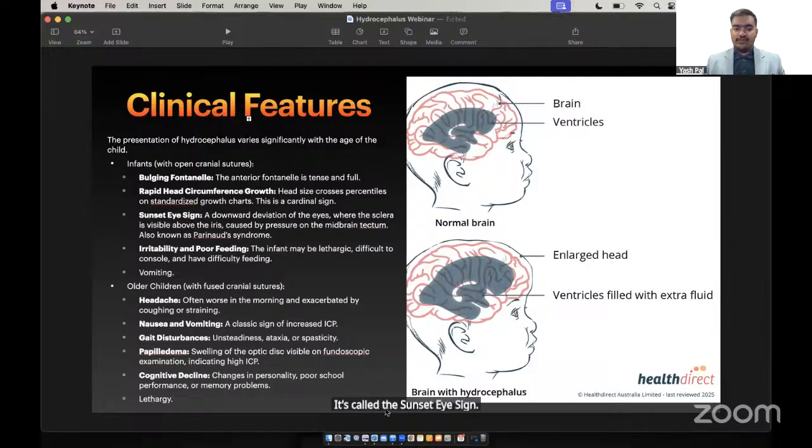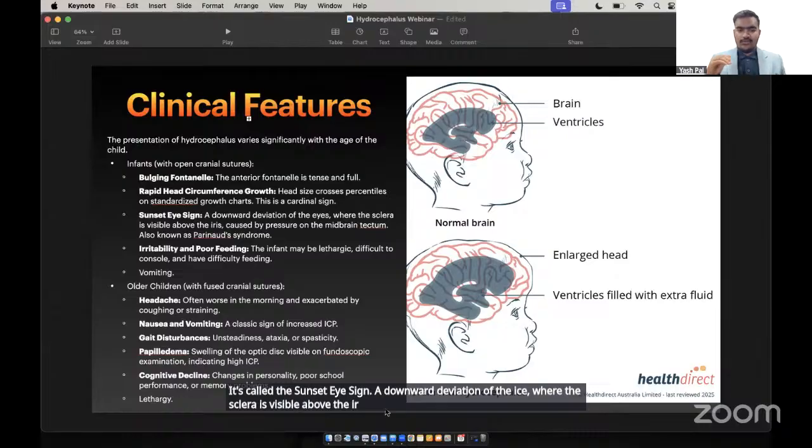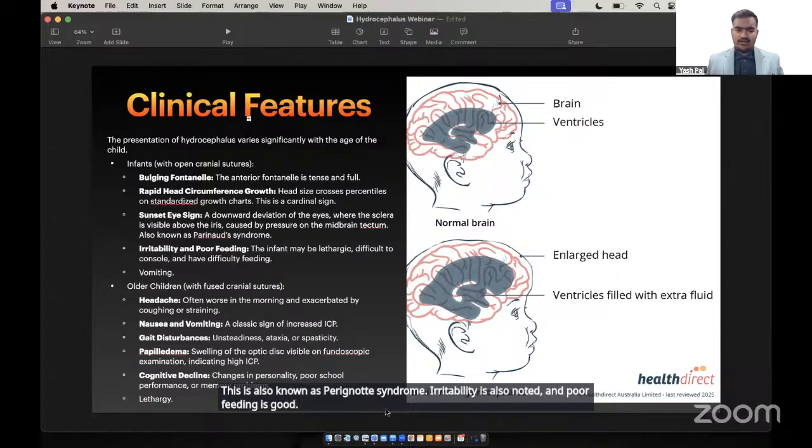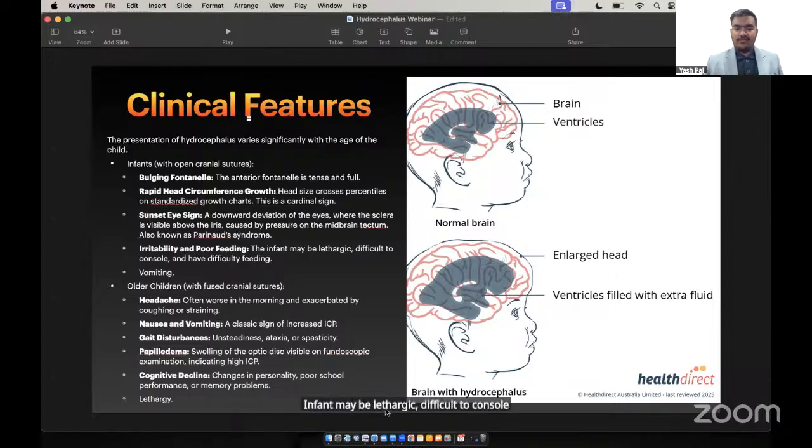It's called the sunset eye sign. A downward deviation of the eyes where the sclera is visible above the iris, caused by pressure on the midbrain tectum. This is also known as Parinaud syndrome. Irritability is also noted, and poor feeding. The infant may be lethargic, difficult to console, and have difficulty feeding.